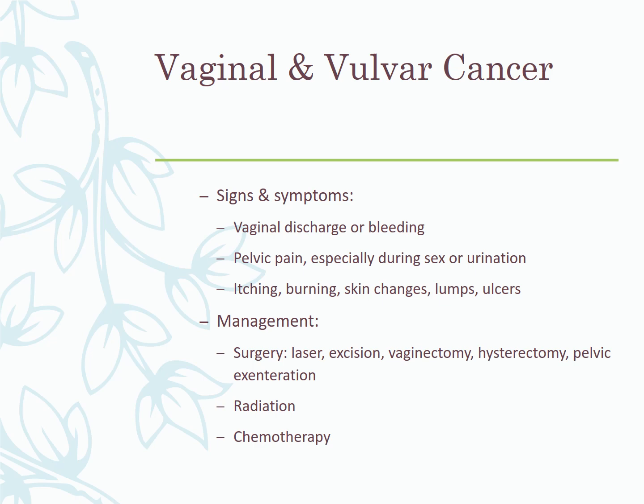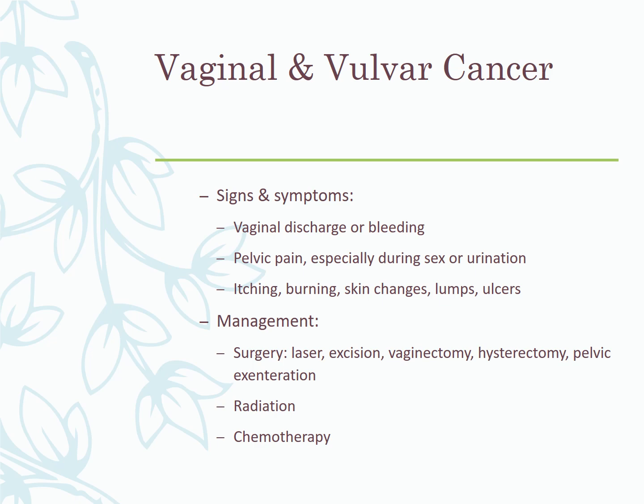Signs and symptoms: you're going to have vaginal discharge or bleeding, pelvic pain, especially during sex or urination, itching, burning, skin changes, lumps, ulcers. How are we going to take care of it? Surgery, laser, excision, vaginectomy, hysterectomy, and pelvic extension. Y'all, it's really terrible to see. I can't even describe it to you.